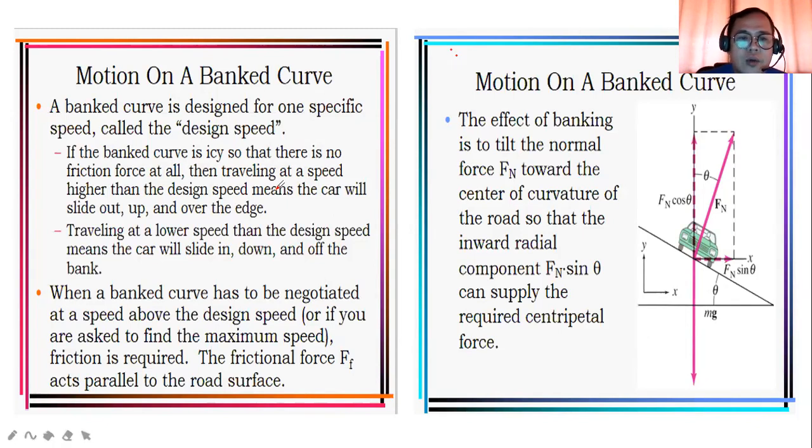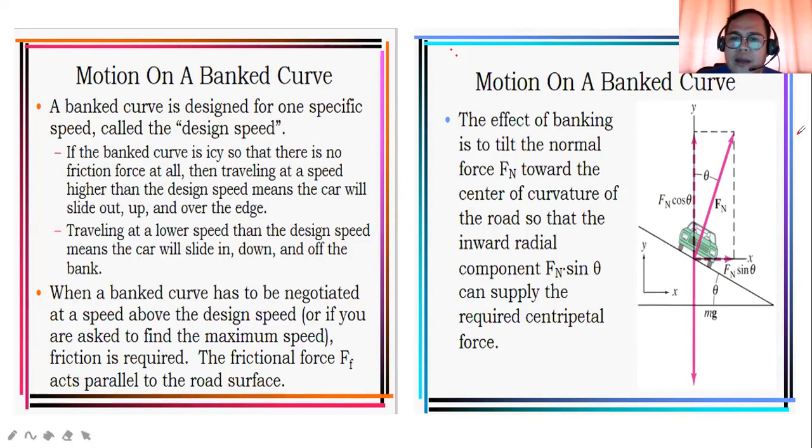So traveling at a lower speed than the design speed means the car will slide in, down, or off the bank. When a banked curve has to be negotiated at a speed above the design speed, or if you are asked to find a maximum speed, friction is required. So the frictional force acts parallel to the road surface.